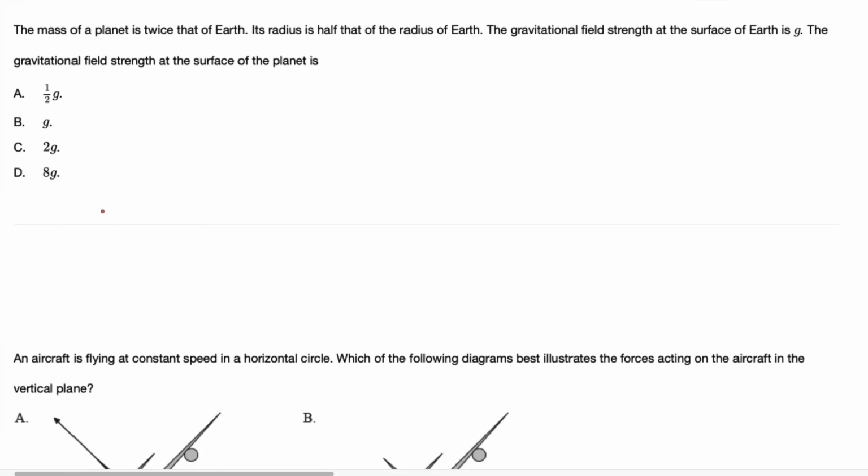The mass of a planet is twice that of Earth. It has a radius half that of the radius of Earth. The gravitational field strength at the surface of Earth is g. The gravitational field strength at the surface of the planet is equal to what?